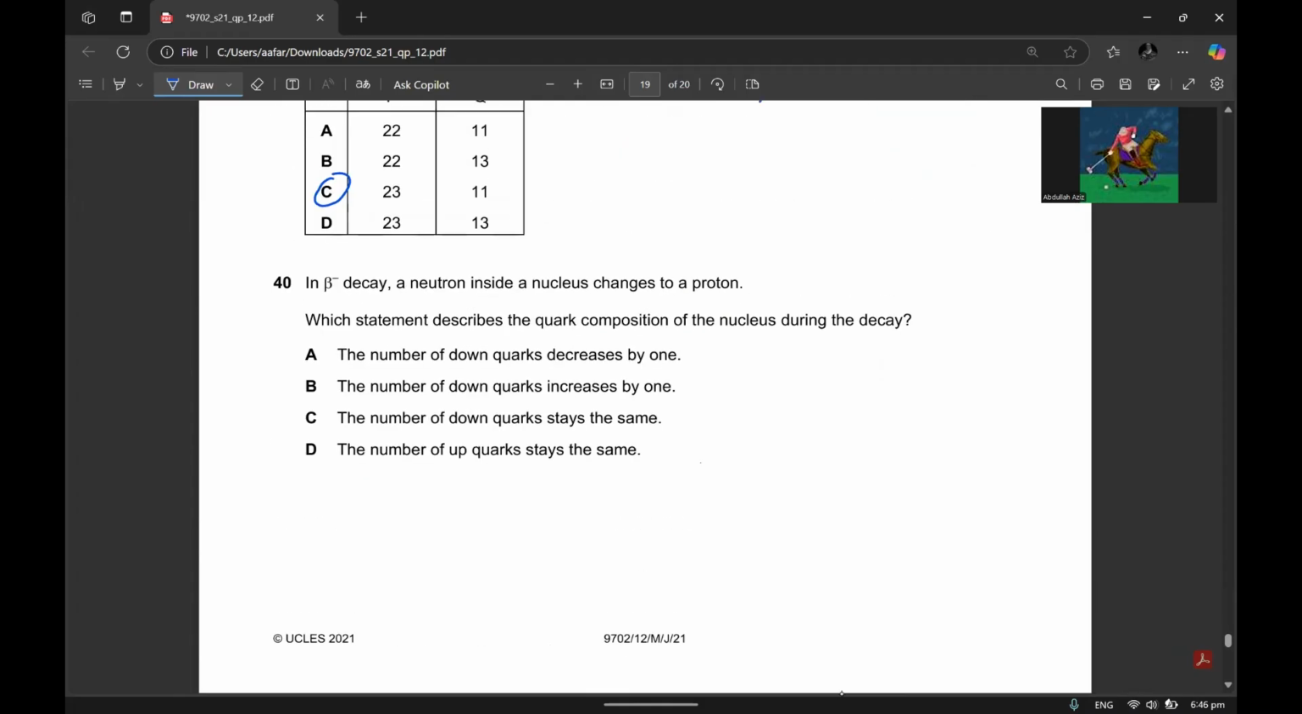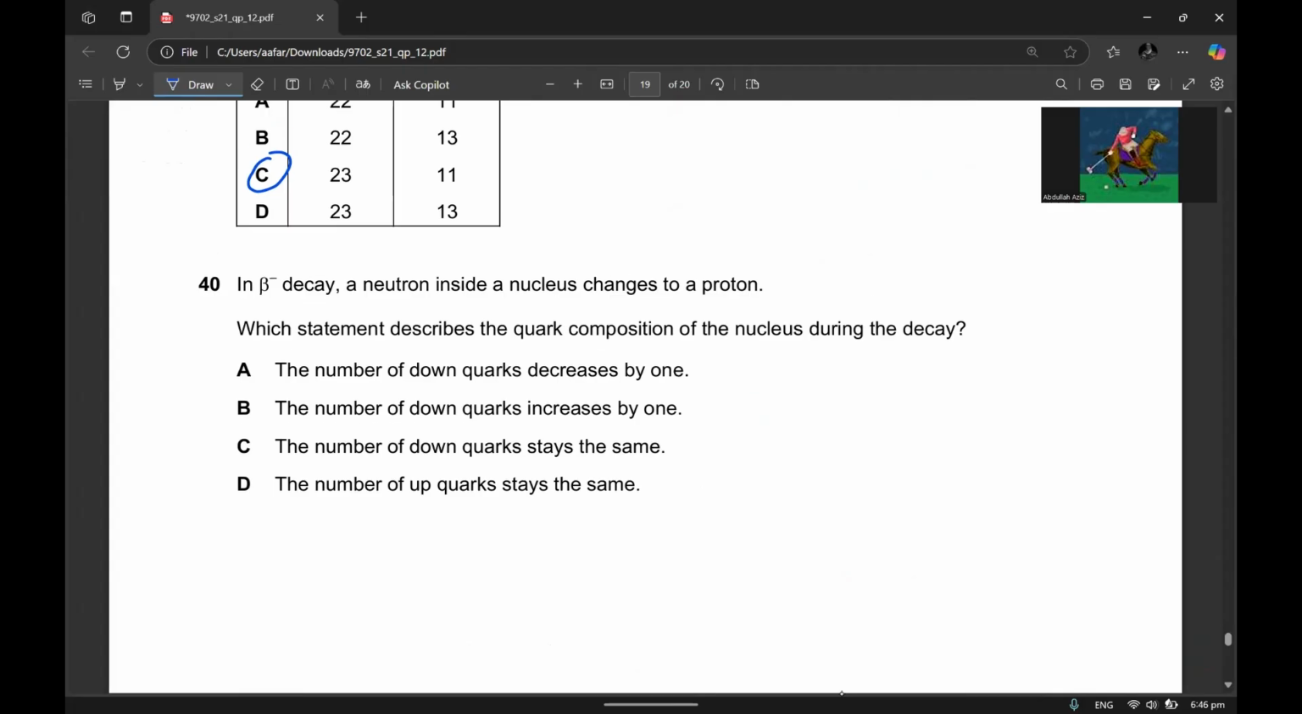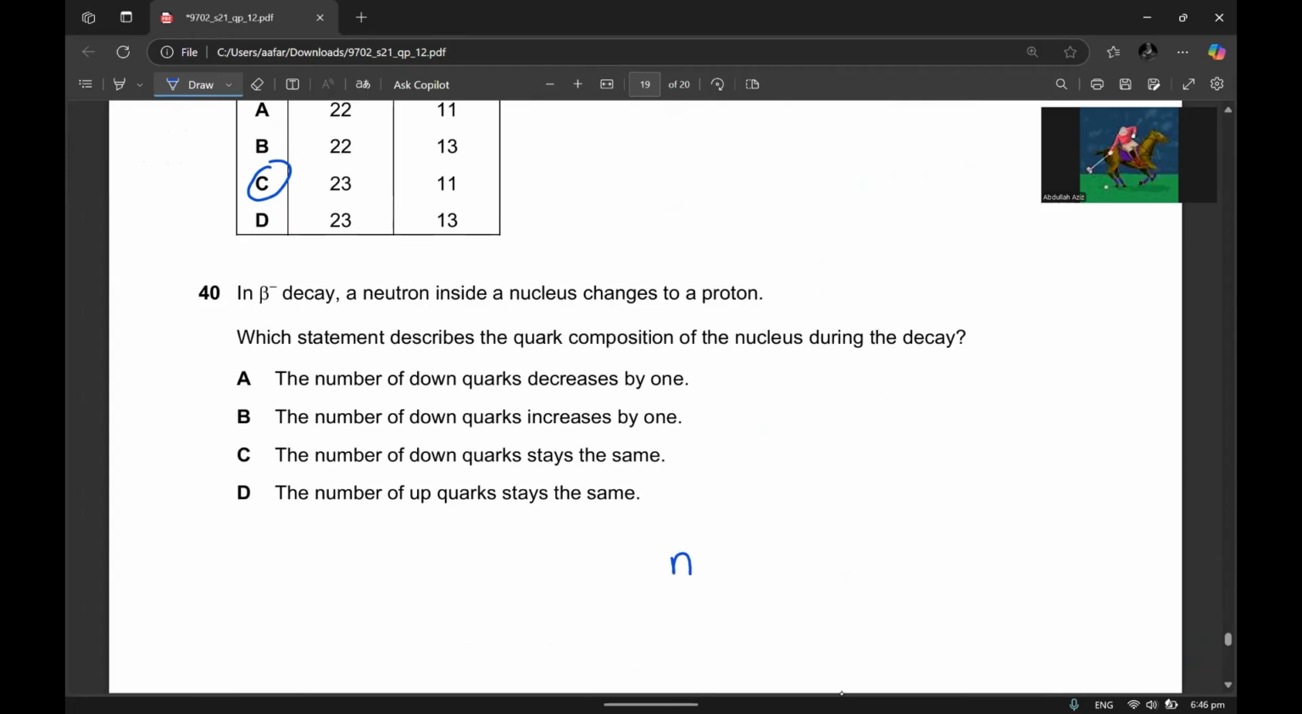In beta negative decay, a neutron inside a nucleus changes to a proton. Which statement describes the quark composition of the nucleus during the decay? Okay, so a neutron has one up and two down. A proton has two up and one down. So basically, a down is changing to an up. The number of up quarks is the same. No, the number of down quarks is the same. No, the number of down quarks decreases by one.